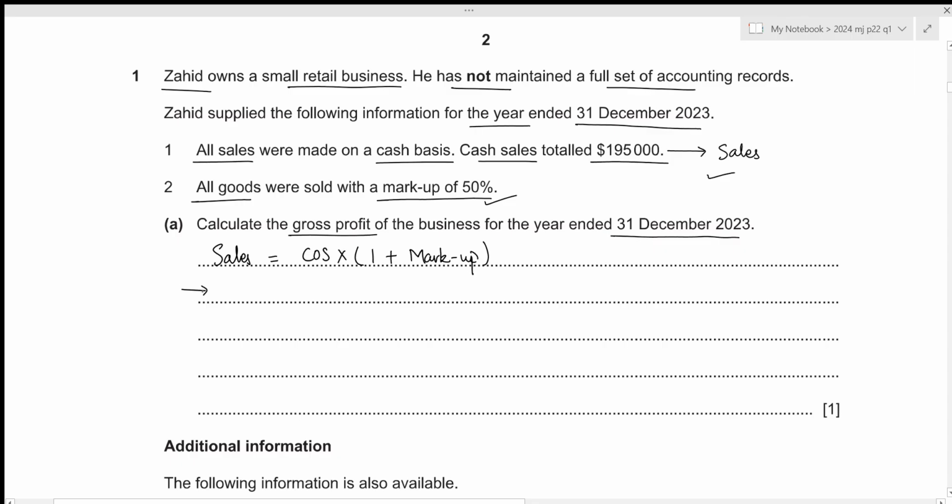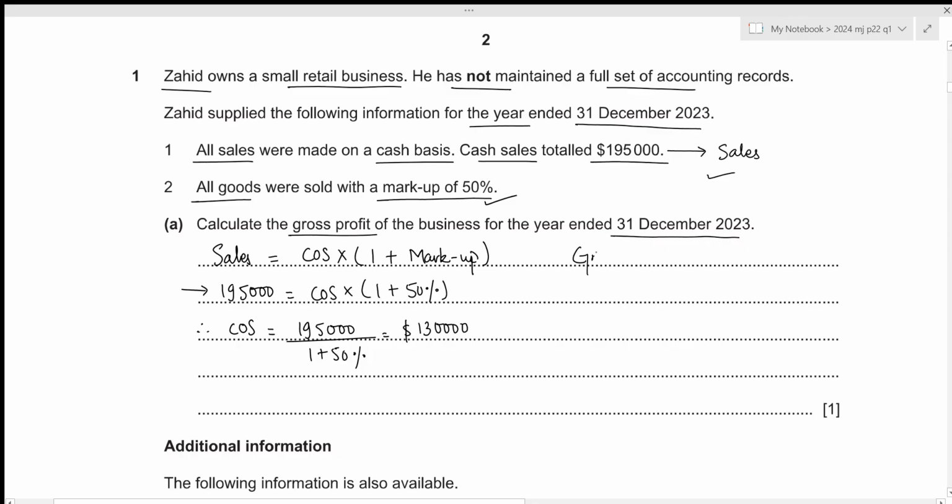So let's substitute the values. We have the sales value to be of 195,000. We're trying to figure out the cost of sales. And the rate of markup is 50%. This gives the cost of sales to be 195,000 divided by 1 plus 50%, which is 130,000.